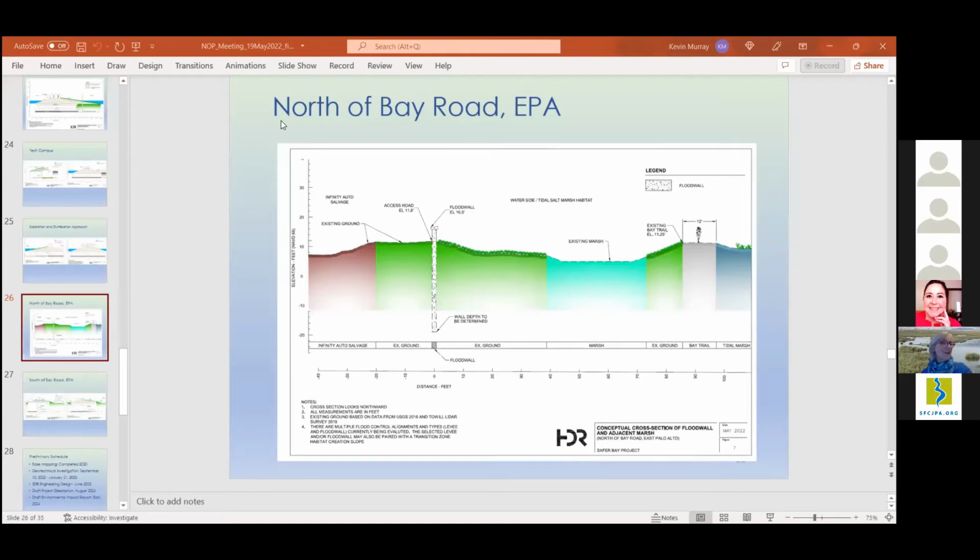So the area north of Bay Road shows just a single concept right now, but we recognize that we will likely employ multiple options along this region. And that's really all I wanted to say about the north of Bay right now, because it's very complicated. And the next slide, please.